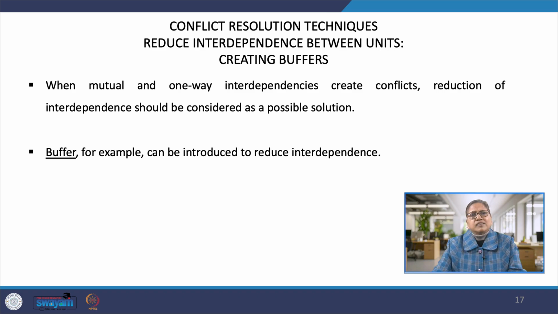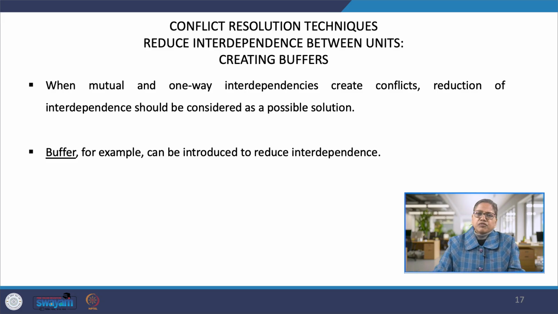Let us take one example: reducing interdependence between units by creating a buffer is another conflict resolution technique when mutual and one-way interdependencies create conflicts. A reduction of interdependence should be considered as a possible solution.